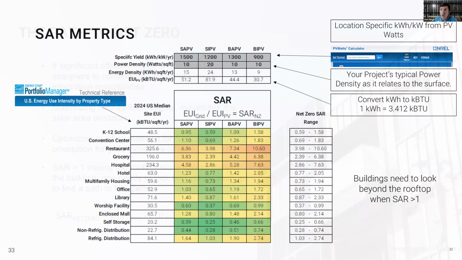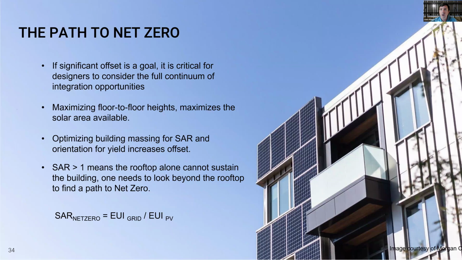And so just to give you one last take home on the path to net zero, if significant offset is a goal, it's critical for designers to consider the full continuum of integration opportunities. This is why we developed the Architectural Solar Continuum, so architects and engineers don't just pigeonhole themselves into one subset of the continuum, but understand that it's all at their disposal. If you want to achieve net zero, think about maximizing floor-to-floor heights. By maximizing floor-to-floor heights, you're increasing the value of the wall as it relates to the floor area, which maximizes the solar area available.